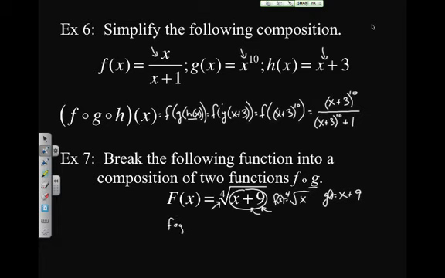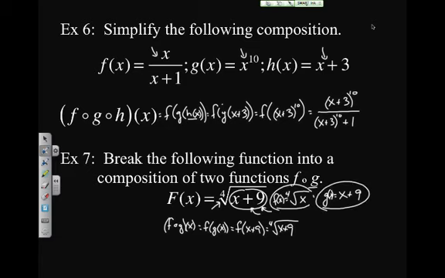f composed of g of x means f of g of x, which is f of x plus 9. Then what does the f function do to that? It takes the fourth root of the input, which is x plus 9, and we can see that those two things are the same. So this would be our f function, and this would be our g function for this particular example.